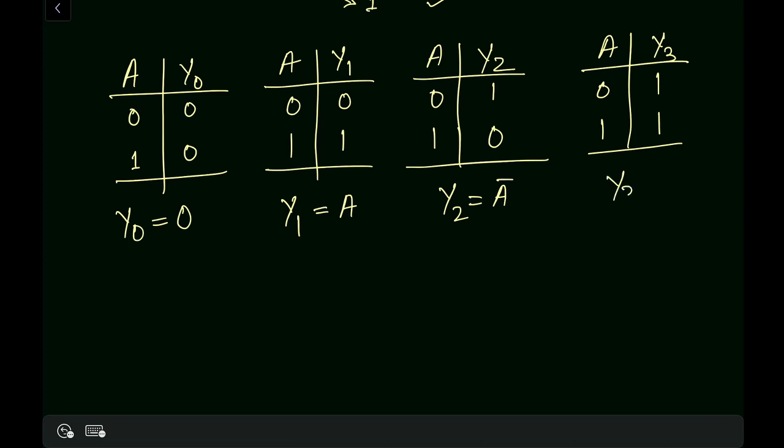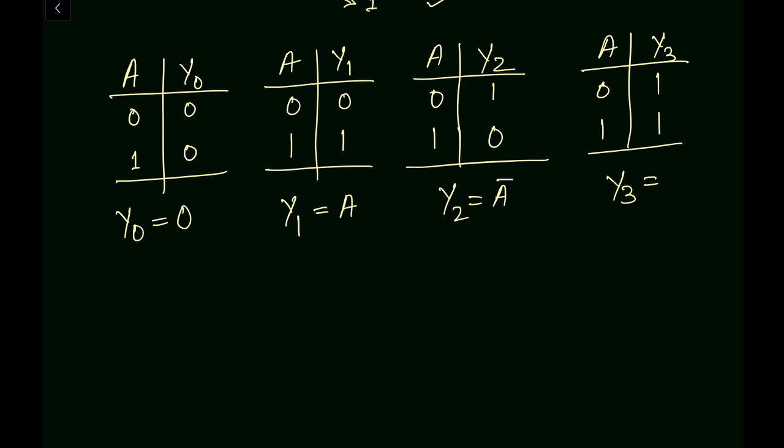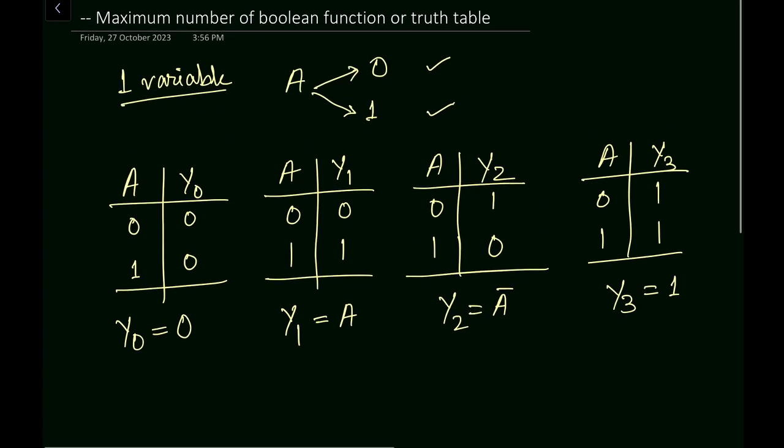So y2 is equal to A complement or A bar. Similarly, for y3 irrespective of the input, output is equal to 1. When input is 0, output is equal to 1. When input equal to 1, output equal to 1. So we can write that y3 equal to 1 irrespective of the input. So these are the four different Boolean functions we have derived for the four different truth tables. This is applicable for only one variable. So how many truth tables can be made, or what is the maximum number of truth tables we can make with a single Boolean variable?